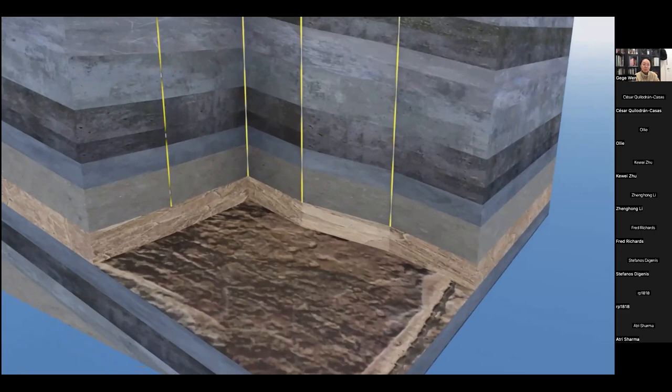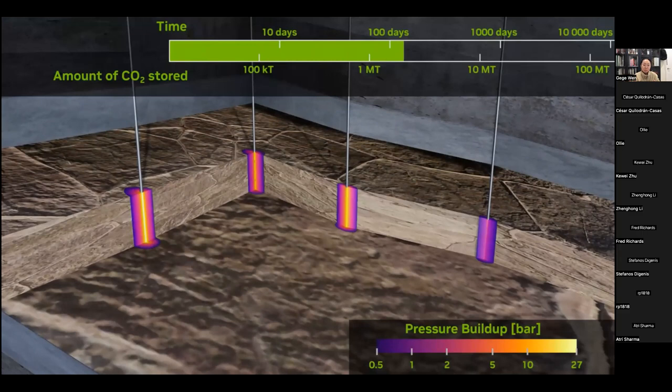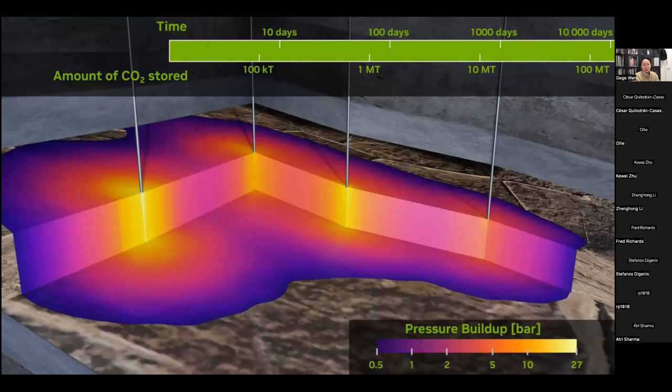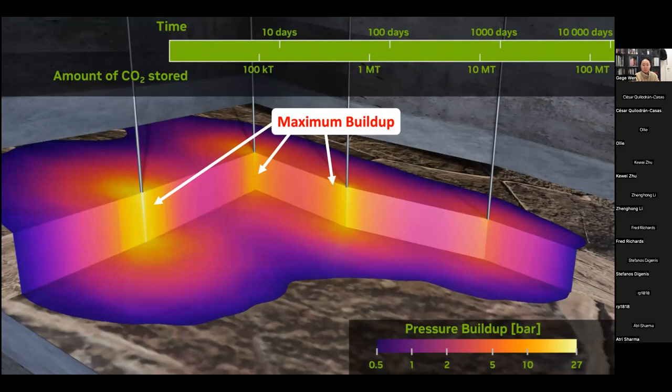As we're adding the CO2 into the subsurface, we are creating this pressure buildup. One thing we really need to monitor when we inject CO2 into the subsurface is the maximum pressure buildup. It is very important because we want to make sure it is not so high that we might potentially fracture our reservoir. We also need to monitor whether we will trigger any earthquake or any leakage.